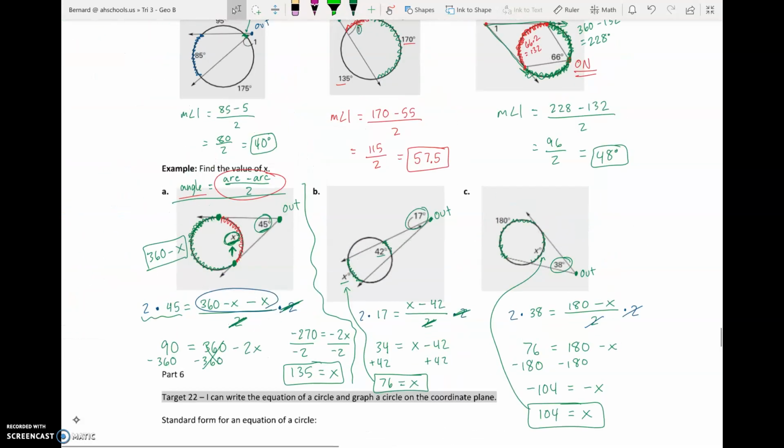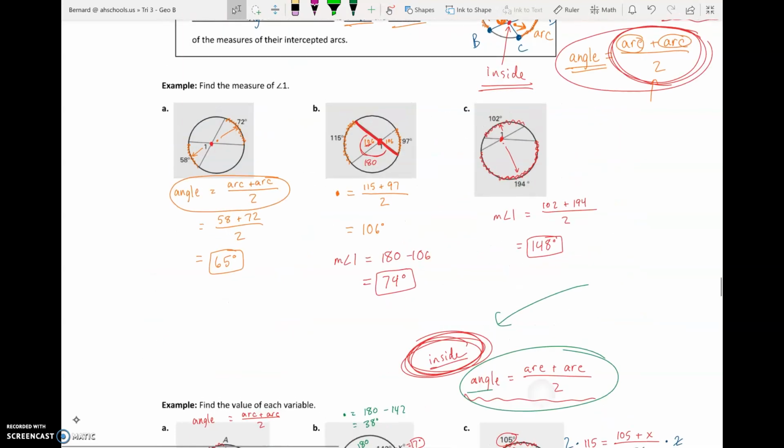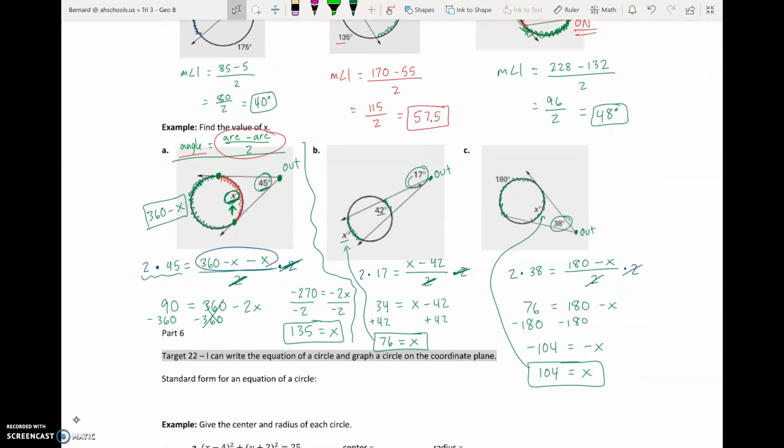Awesome. So that is part 5, angles on the outside and on the inside of our circles. If they are on the inside, like our original examples, it's arc plus arc divided by 2. If they are on the outside, like these most recent examples, it's arc minus arc divided by 2. So go ahead and grab the part 5 worksheet. Go ahead and apply those properties. There's a whole bunch of problems for you to work through.